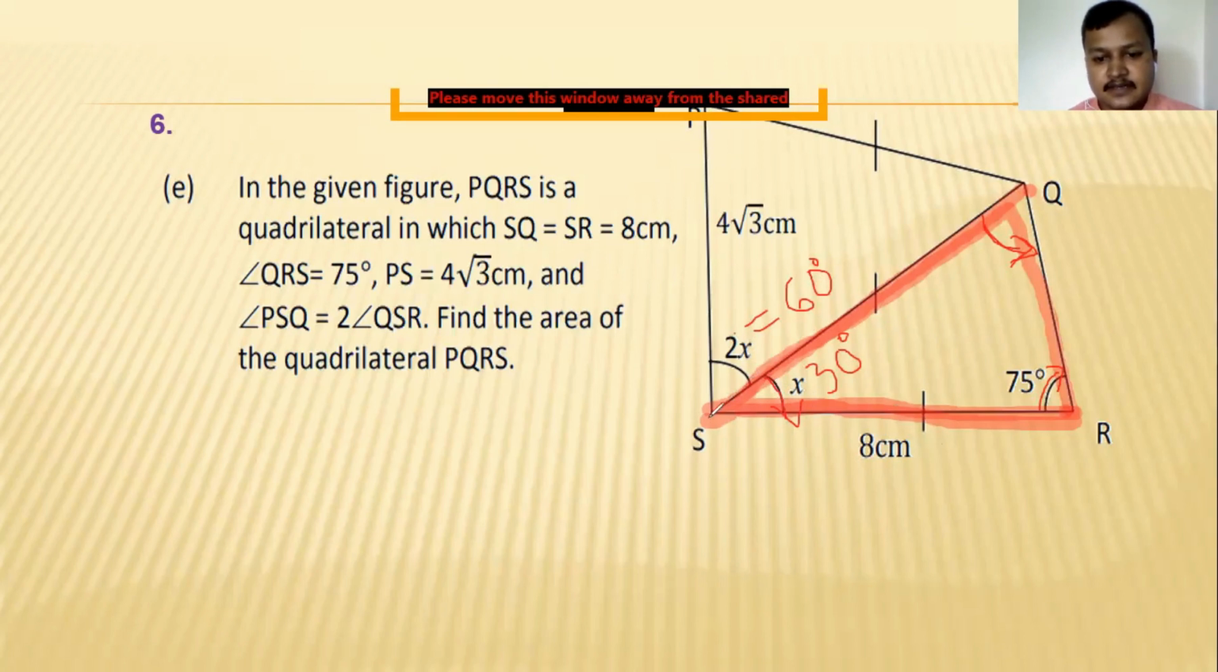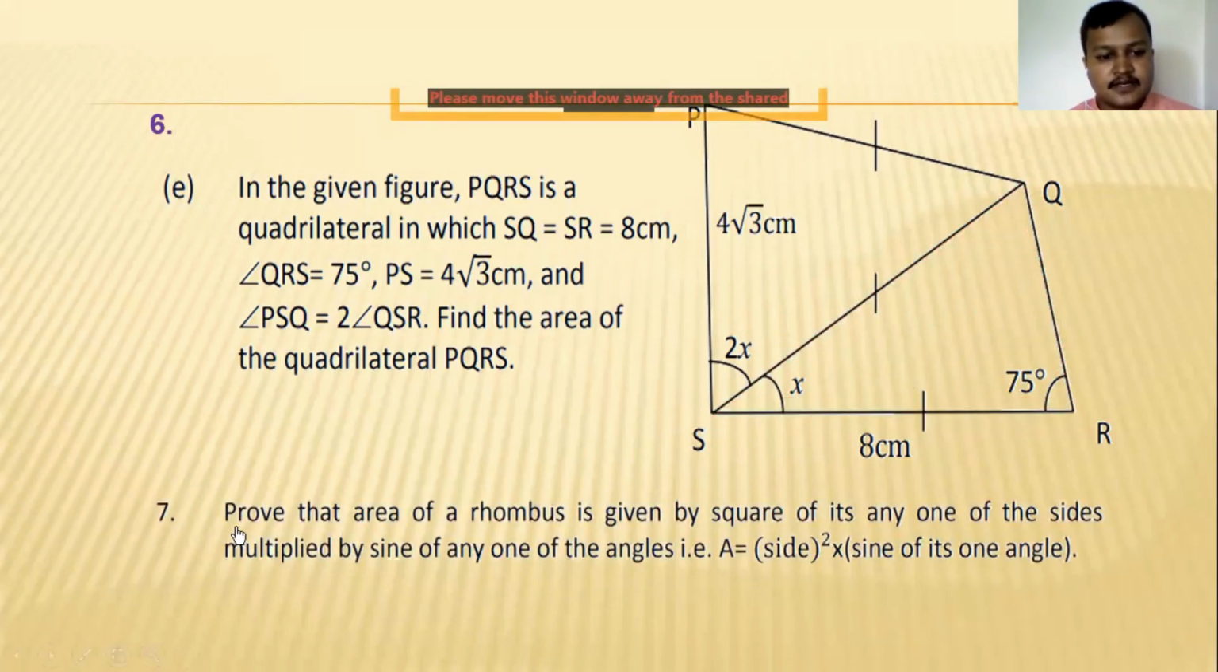And if we know the angle as well as two sides, that means SR is 8 centimeter, SQ is 8 centimeter, and we know the angle between them, we can calculate the area of triangle QSR. That is 1/2 QS into SR into sine 30 degree. Similarly, the area of triangle PSQ is 1/2 PS into SQ into sine 60 degree. After calculating both areas, add those both values.